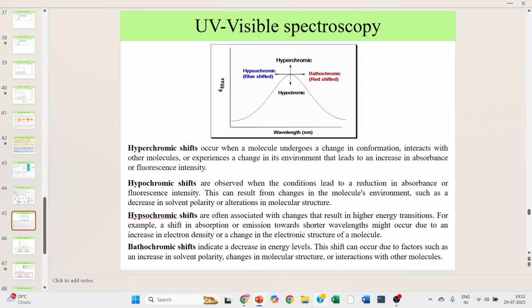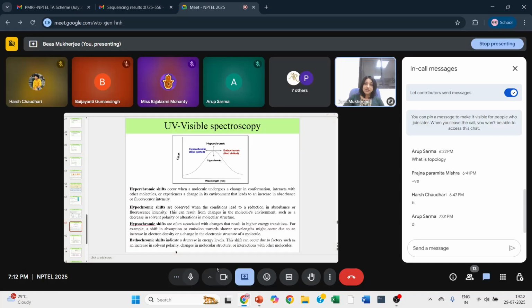Right. Now there is something very interesting. Normally the absorbance that we are supposed to see, sometimes we don't see it. Sometimes there is a shift. So what is this shift? There is hyperchromic shift. Hyperchromic shift happens when a molecule undergoes change in conformation, interacts with other molecules, or experiences a change in the environment that leads to an increase in the absorbance or fluorescence intensity. There can be hypochromic shift, that is decrease in the absorbance or fluorescence intensity. This happens when there are changes in the molecule's environment, such as decrease in the solvent polarity or alterations in the molecular structure.